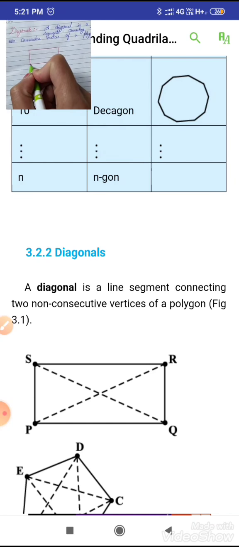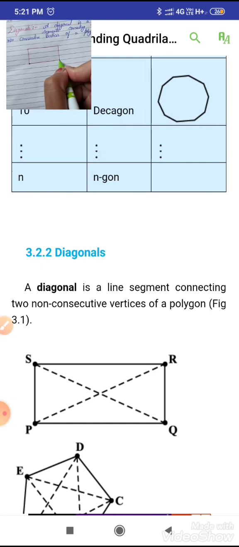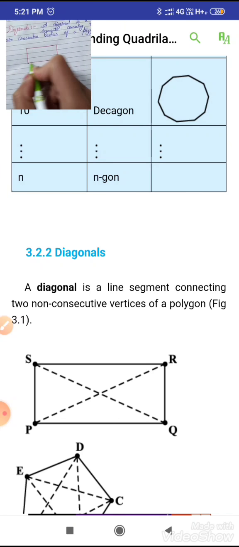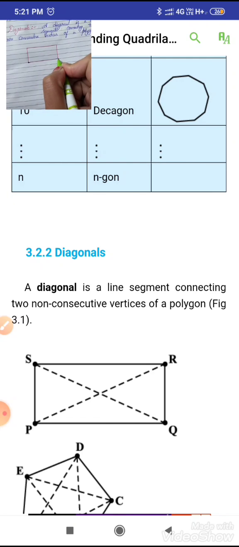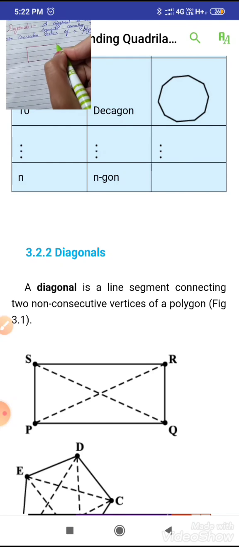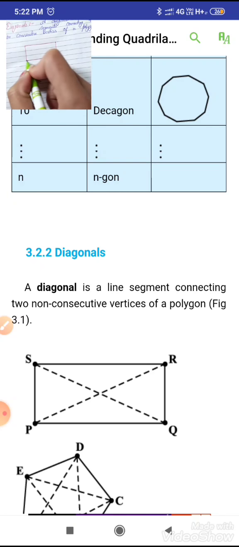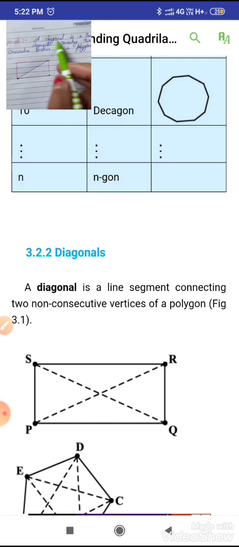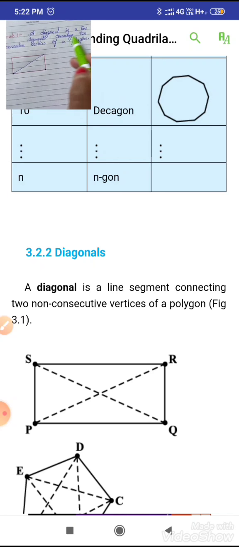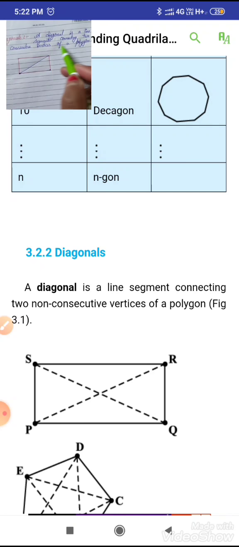First of all, you have to know about the consecutive and non-consecutive vertices. If you join two vertices that occur in a straight line, in a single line, these vertices are known as the consecutive vertices. But if you join two vertices that do not occur in a straight line, not on the same side, these vertices are known as the non-consecutive vertices.